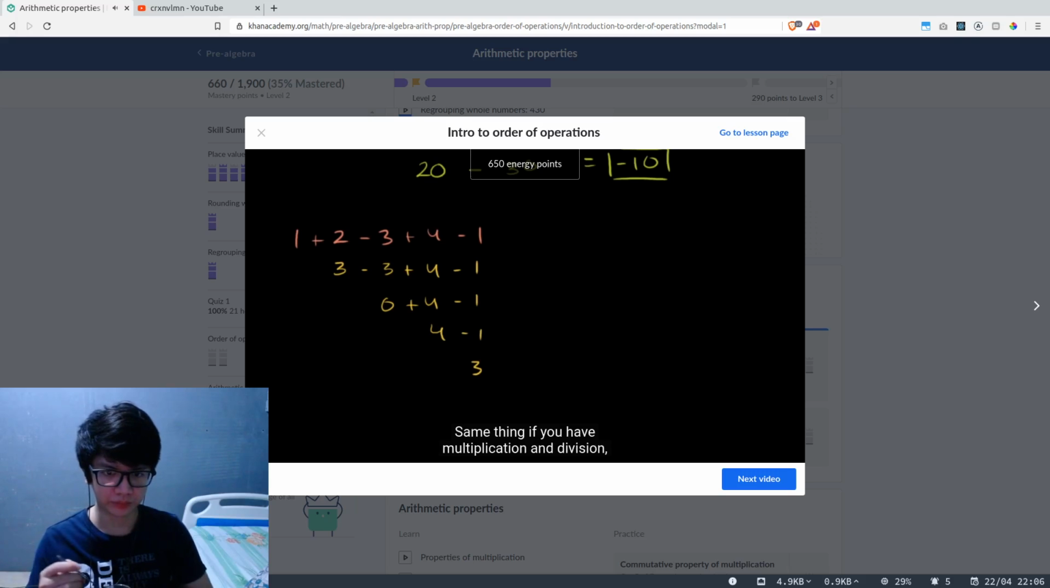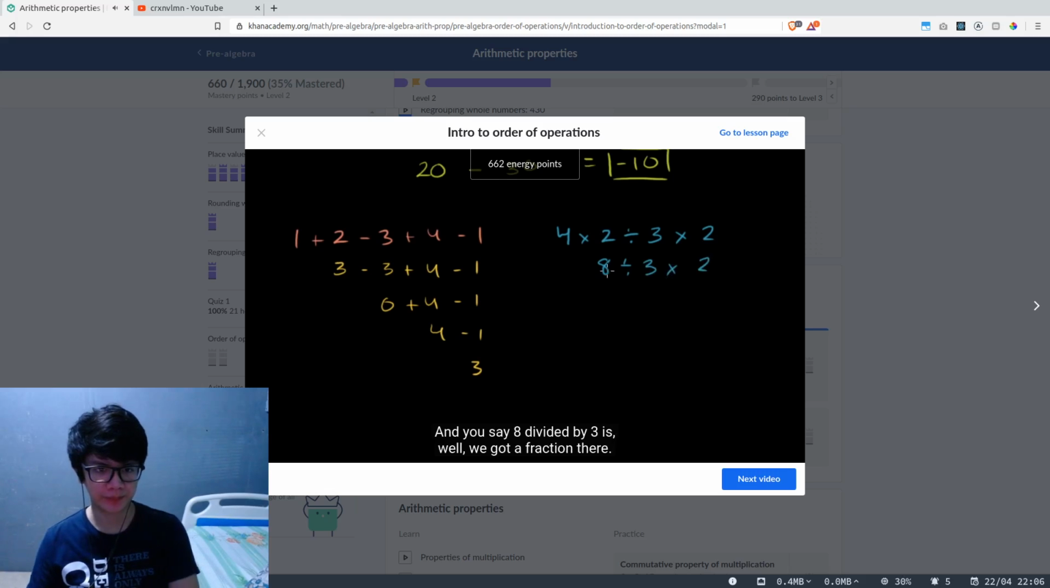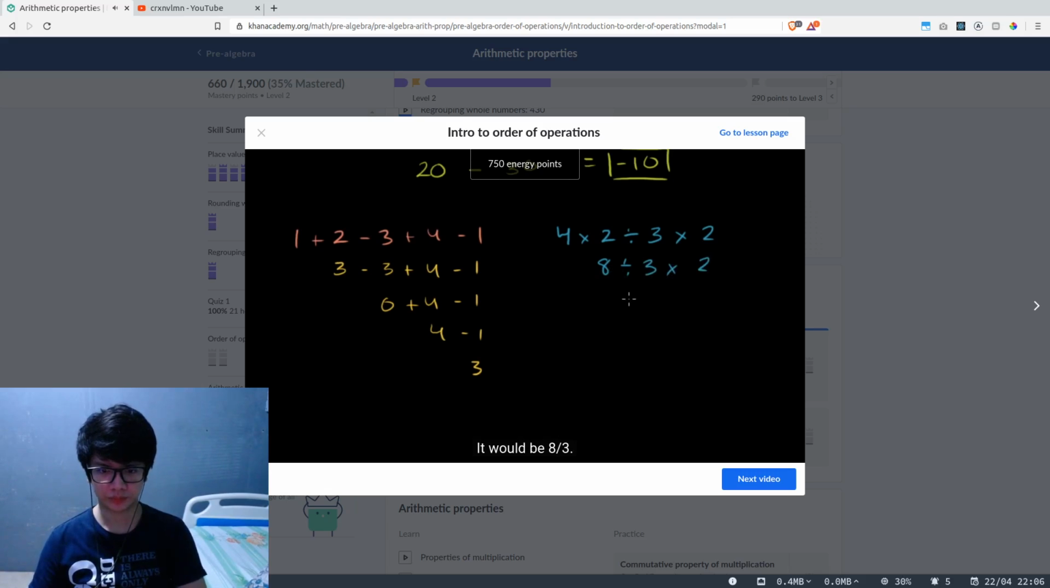Same thing if you have multiplication and division. They're all at the same level. So if you have 4 times 2 divided by 3 times 2, you do 4 times 2 is 8, divided by 3 times 2. And you say 8 divided by 3 is, well, we'll get a fraction there. It would be 8/3. So this would be 8/3 times 2. And then 8/3 times 2 is equal to 16/3.